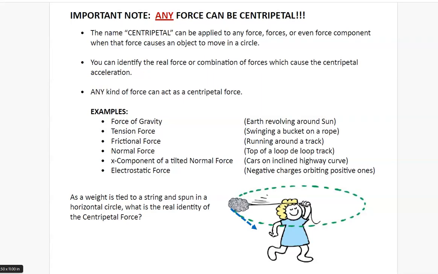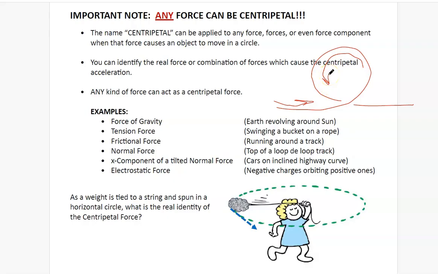The next example is using the normal force in a loop-de-loop track. If you're not familiar with a loop-de-loop track, that's a vertical circular track where the track makes a loop, and you might see these in a roller coaster ride. You might see these in a trick show for a motorcycle or cars, and the vehicle will ride along the track at enough speed so that they can go all the way around the loop.